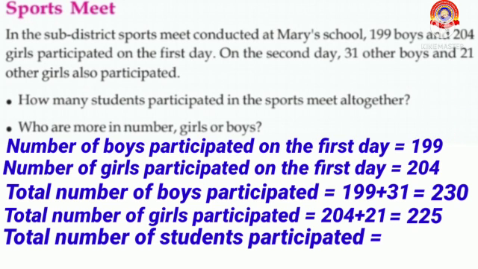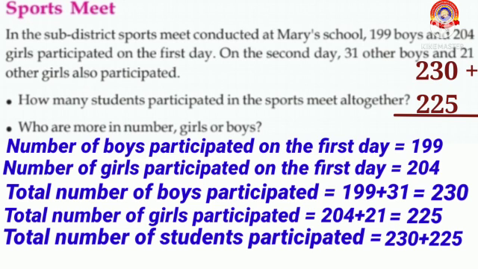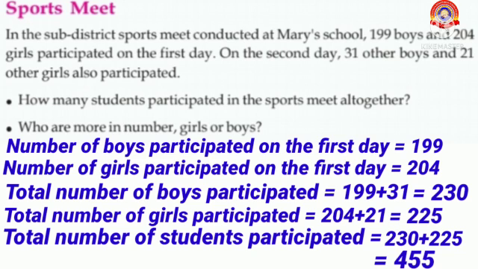Next we have to find out the total number of students participated in the sports meet. For that, add the total number of boys and the total number of girls together. That is, total number of students participated is equal to 230 plus 225. 0 plus 5, 5. 3 plus 2, 5. 2 plus 2, 4. So, total number of students participated in the sports meet is equal to 455. See children, who are more in number, boys or girls? Yes, boys are more in number.